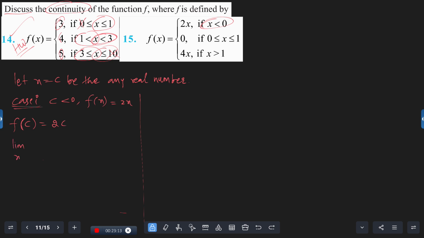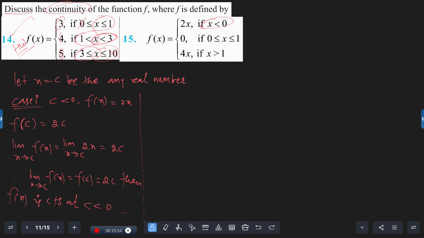So the limit value: limit x tends to c, f of x. f of x is what? 2x. So if you replace x with c, 2c you will be getting. Therefore limit value and function value both are equal. Function value, limit value both are what, my dear? Equal. Understand? Which is equal to 2 times c. Then f of x is continuous at c less than 0. In c less than 0, f of x is continuous.